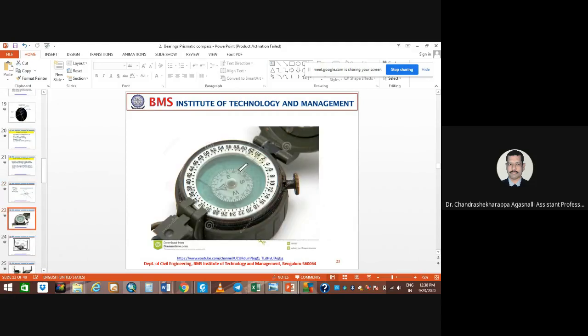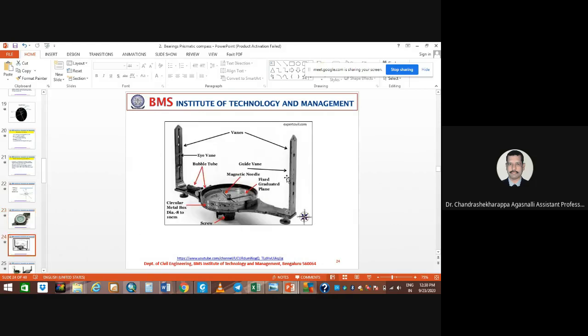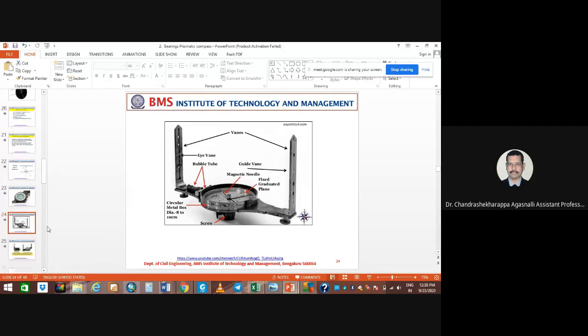Yeah. Here you can see the directions, east, west, north, south. This is a graduated circle inside, and the major circles are here. Here is the clear one. What we are observing is this metal box with the graduated plane fixed here, a magnetic needle, vanes on both sides, and a bubble tube for the leveling process.